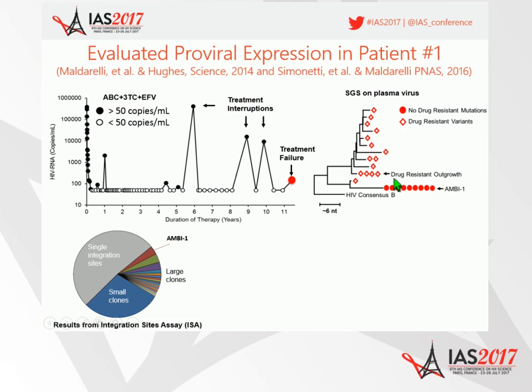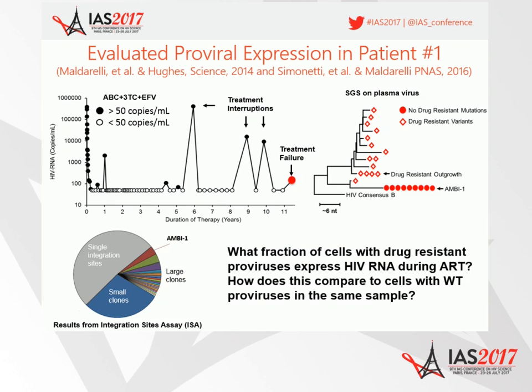So indeed, these are wild-type viruses that were being expressed from an expanded clone, while these are drug-resistant viruses that are replicating in the presence of treatment. Just to repeat the question then, we wanted to know what fraction of cells with drug-resistant proviruses express HIV RNA during HAART, and how does this compare to cells with wild-type proviruses?